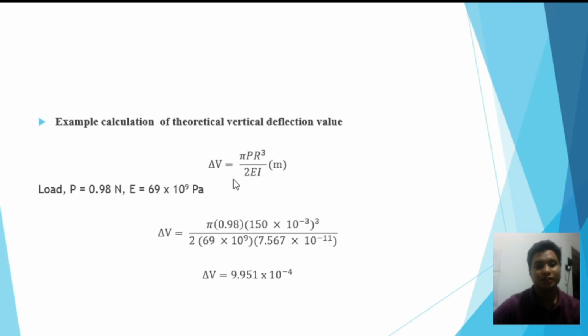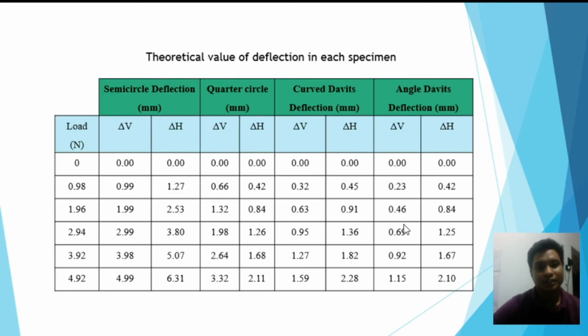The vertical deflection can be found using this formula. Vertical deflection is equal to pi multiplied by P multiplied by radius to the power of 3, divided by 2 multiplied by Young modulus multiplied by the second moment of area. For this example, the P or the load is 0.98 Newton, while the Young modulus is the same because all specimens or structures have the same value of Young modulus. We just need to substitute all the info that we have into the formula and calculate to get the vertical deflection value.